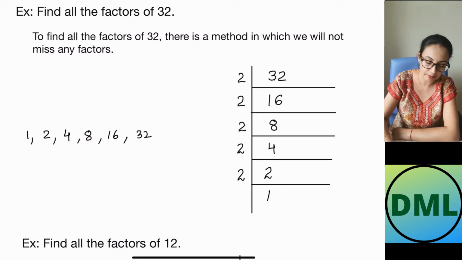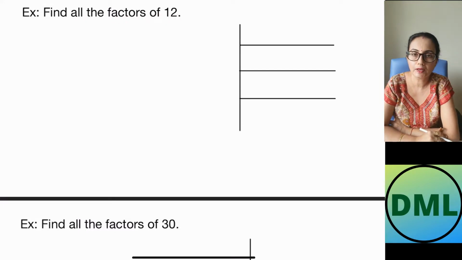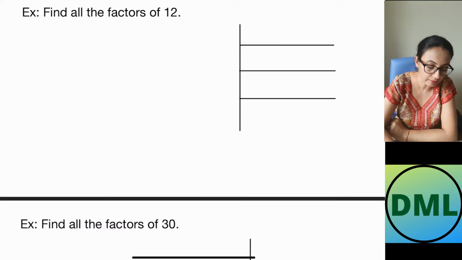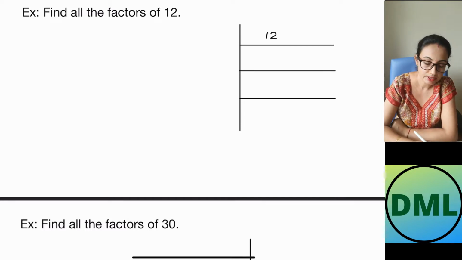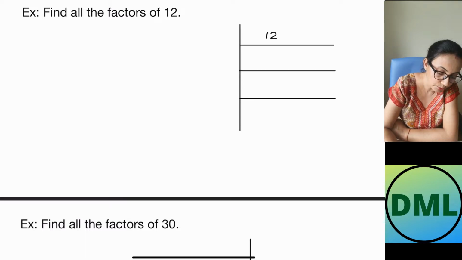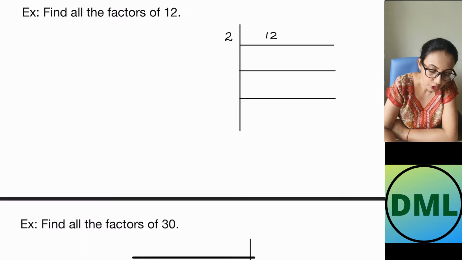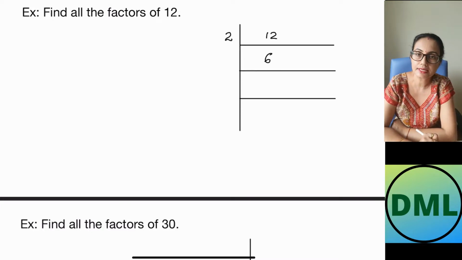Let's see one more example here. Find all the factors of 12. So where do I have to write down the 12? I have to write down the 12 here in the box. 12 is an even number because it ends with 2. So it is an even number. It is divisible by 2. Let's divide 12 by 2. So let's write down 2 here. 12 divided by 2 is 6. Let's write down the 6 here.